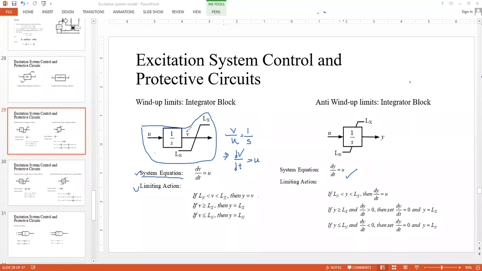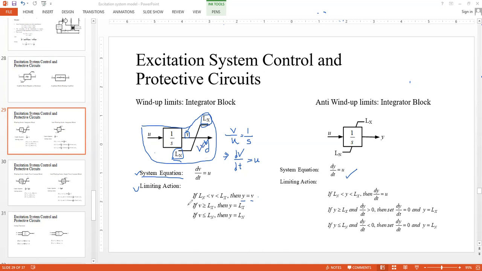It's pretty straightforward. If your V, this variable here, is within the limits, then of course you can say y equals V. Where is y? Actually, y is here. So y is the constrained version of the unconstrained variable V. You see, V is unconstrained. There is no limit on V. That means V can take any value, but y would be limited only within Lx and Ln. So y is the constrained or limited version of V.